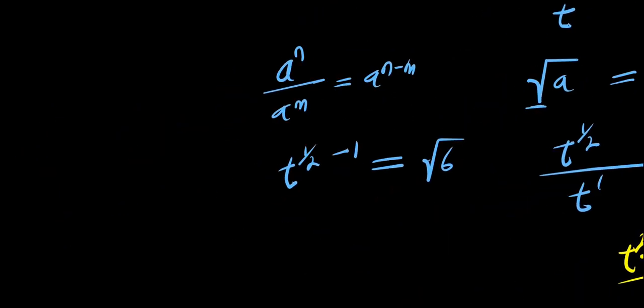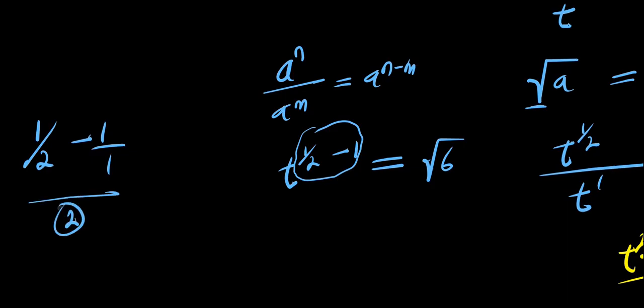So from here, we need to simplify this. We have 1 over 2 minus 1 over 1. Find the LCM, that is 2. 2 divides to 1, 1 times 1, we have 1. Minus 2 divides 1, 2. 2 times 1, we have 2. And this equals 1 minus 2. This is negative 1 over 2.